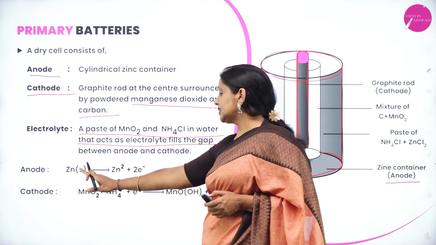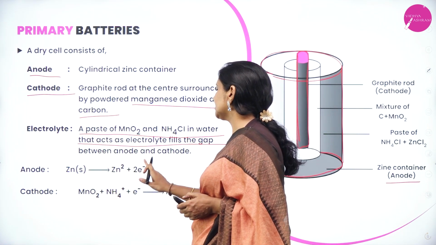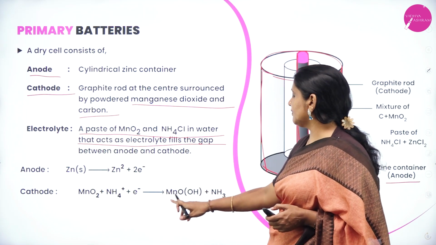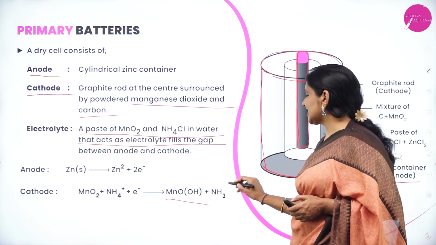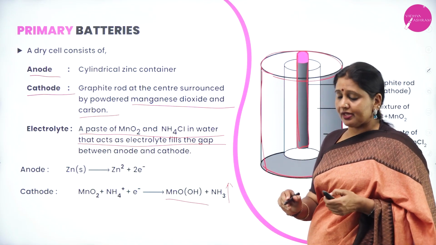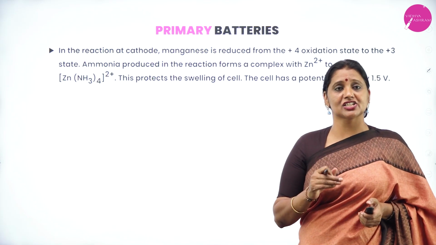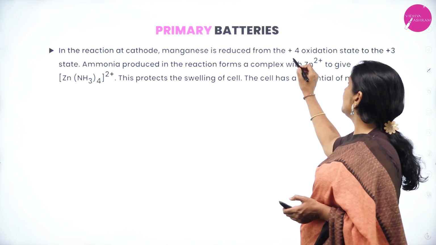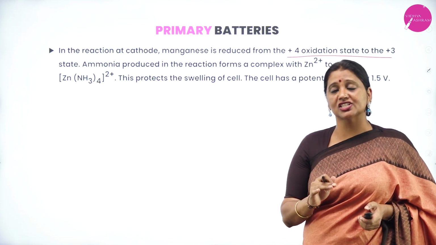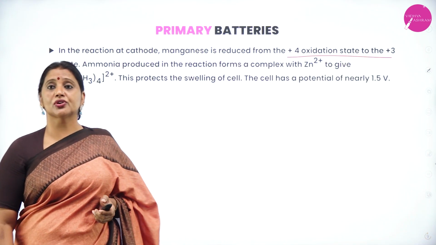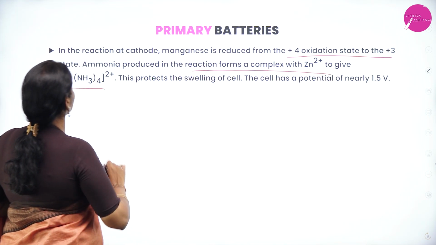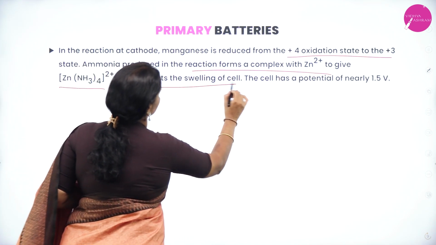At the anode, zinc becomes Zn2+ by losing 2 moles of electrons. MnO2, in the presence of ammonium ion, takes 1 mole of electron and becomes MnO(OH) as well as liberating ammonia. These are the two reactions which take place at the anode and cathode respectively. During this reaction at the cathode, manganese is reduced from +4 oxidation state to +3 oxidation state. The ammonia which is liberated reacts with zinc ion to give a tetraamine zinc complex, and this prevents the swelling of the cell.